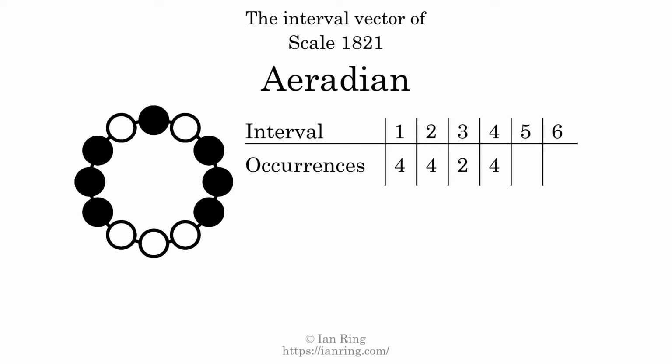There are 4 intervals with the size of 4 semitones. They are here, here, here, and here. There are 4 intervals with the size of 5 semitones. They are here, here, here, and here. There are 3 intervals with the size of 6 semitones. They are here, here, and here. Each interval does not appear in this scale a unique number of times, so this is not a deep scale.